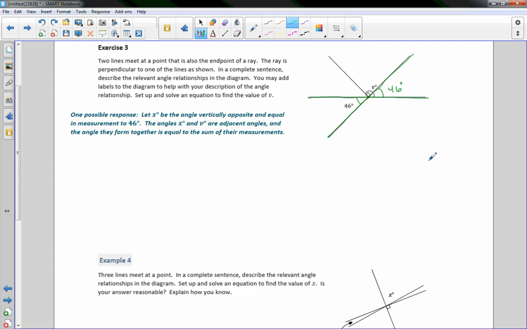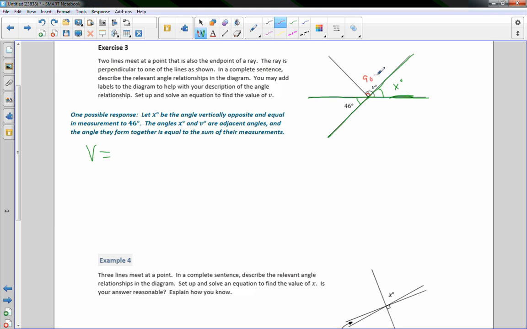Okay. So if I called that x, let's not put 46 in there yet, but it is 46. Okay. Put that back there. If I called this x, v, if you can see this whole thing, v is this angle here plus this green angle down here. So it's the sum of these two. So one possible response would be let x be the angle vertically opposite and equal in measure to the 46 degree angle. The angles x and v are adjacent, and the angle they form together is equal to the sum of their measures.